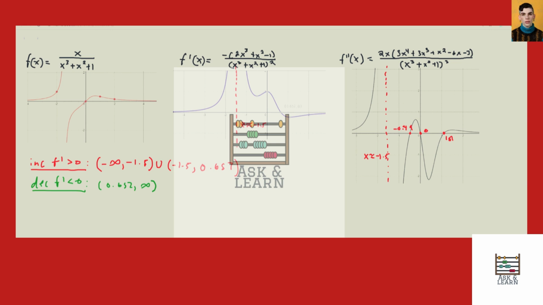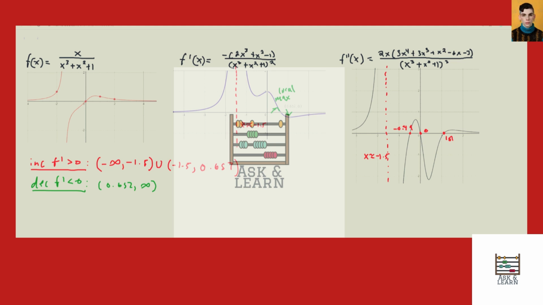All right. Now you may notice over here at our 0 of f prime, it is increasing into the point, and then it's decreasing after the point. So that tells us at x is equal to 0.657 that this should be a local max. Okay.